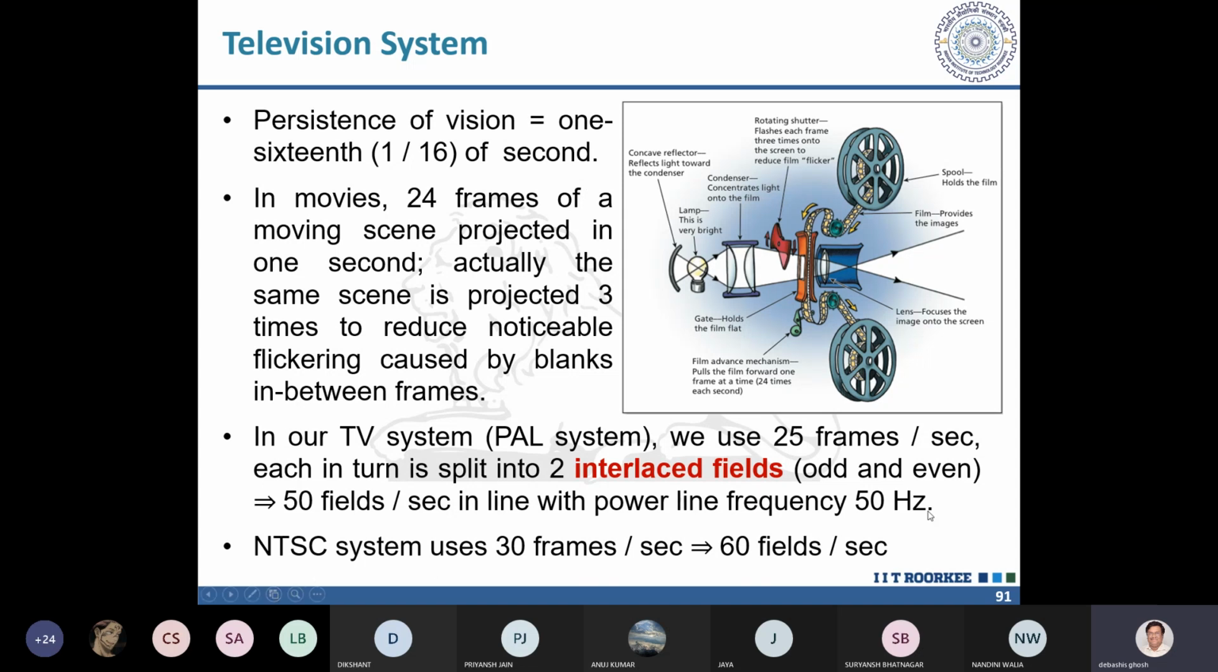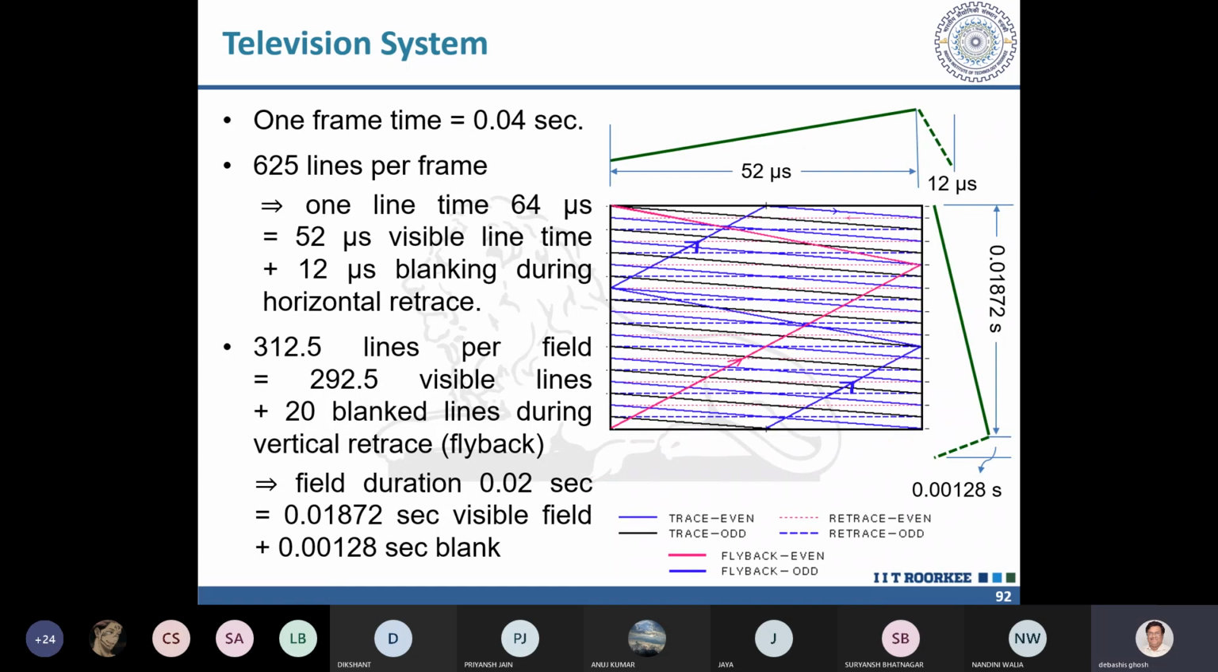You know, in some countries they have 60 hertz power line frequency. They use NTSC, where they have 30 frames per second, that means 60 fields per second. Okay. So this is basically what is happening in our television scanning, and how the fields are produced. One frame time you can calculate, since I have 25 frames, one frame time is 0.04 second.